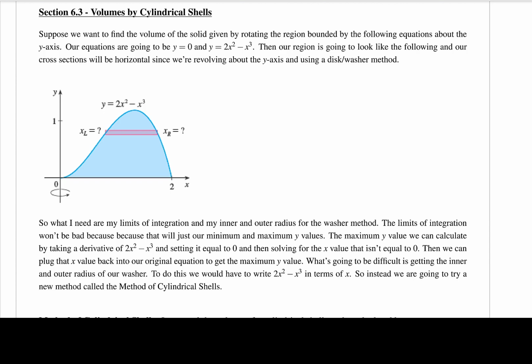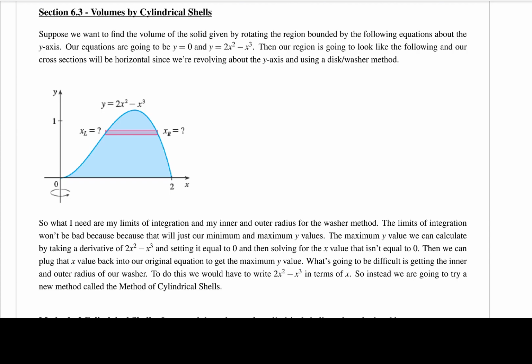Alright, so now we're going to look at this method that I've alluded to in the past lecture in section 6.2. And this method is called the cylindrical shell method, right? It's another way for us to calculate volumes of solids of rotation. Let me show you when we use something like this.